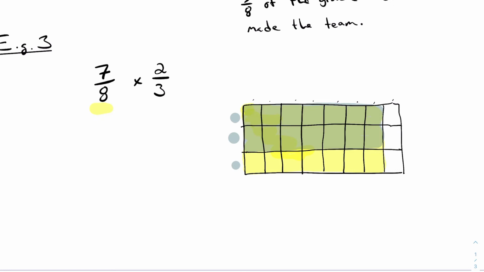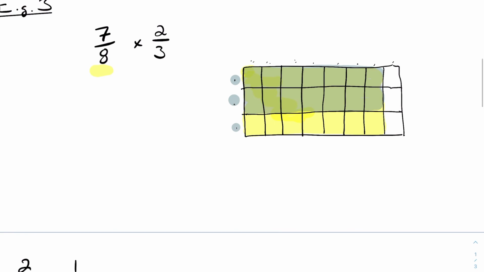So now we have to figure out how many total squares we have. Well, we can go 1, 2, 3 times 1, 2, 3, 4, 5, 6, 7, 8. So 3 times 8 is 24. So we have 24 squares. And how many did we highlight? Well, we did 2 times 7. 2 times 7 is 14 24ths. Now we notice that we can reduce this number. We can divide both by 2. So we're going to get 7 12ths. And that's our answer there.